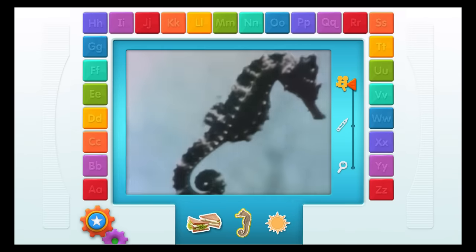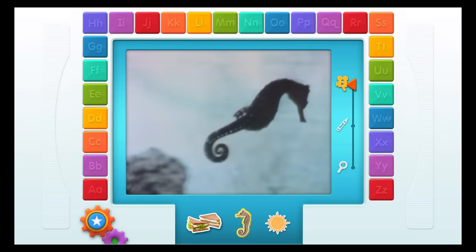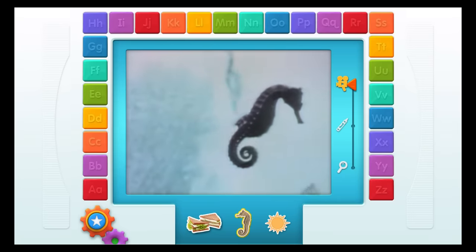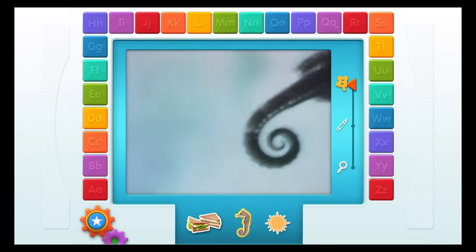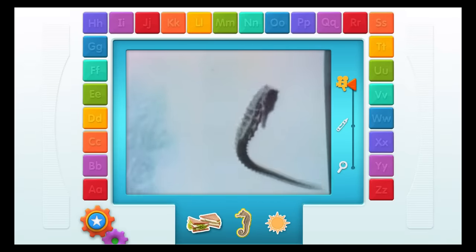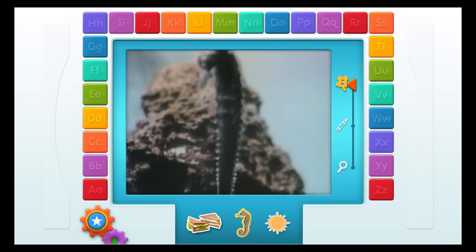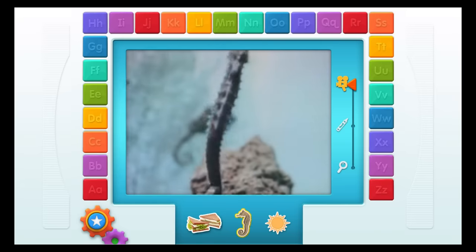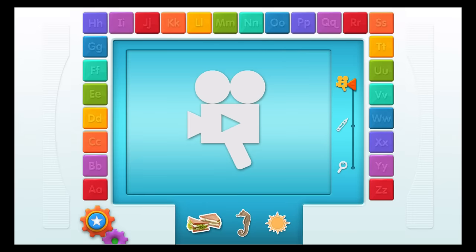Seahorse. Another thing that starts with your letter.